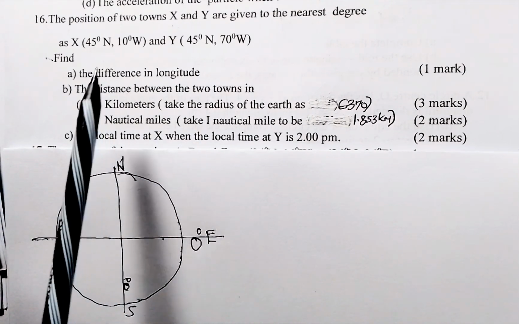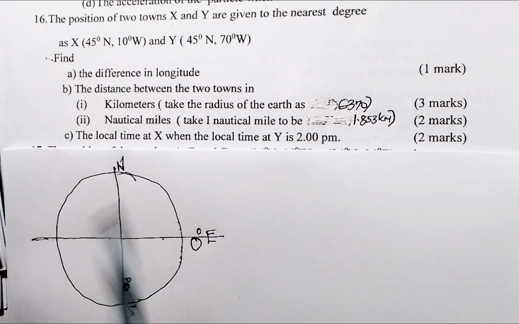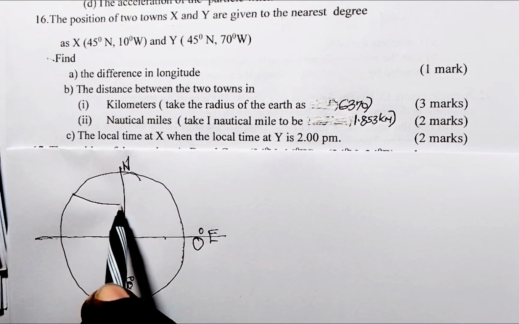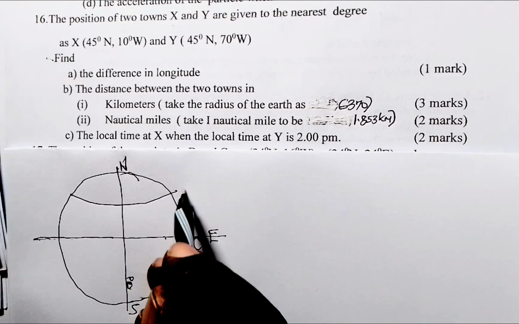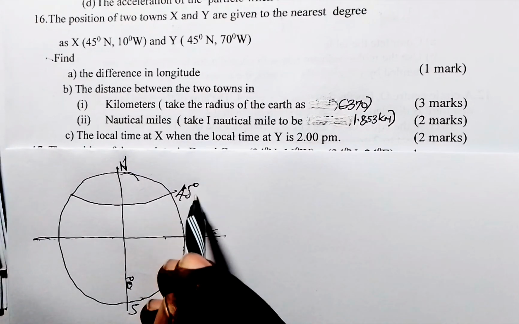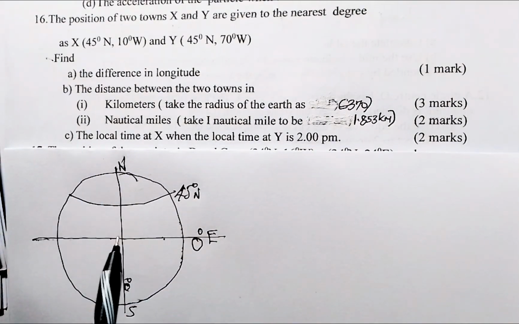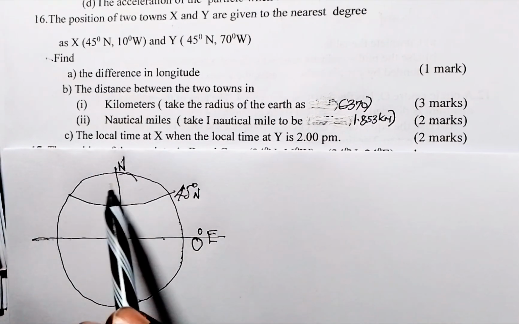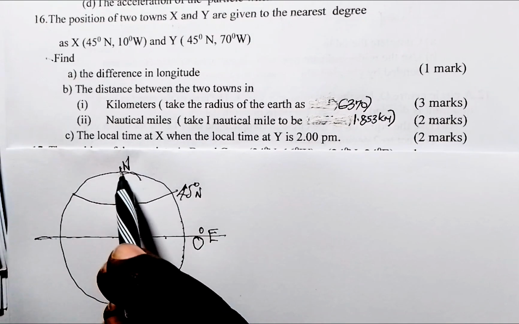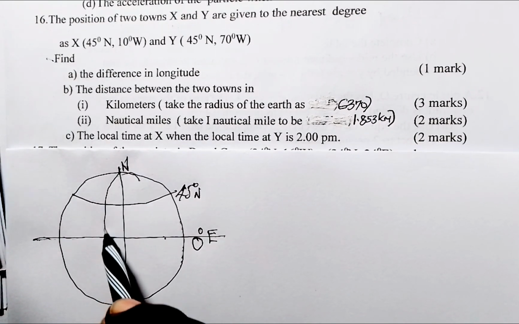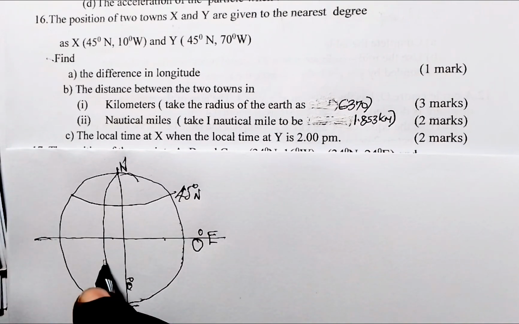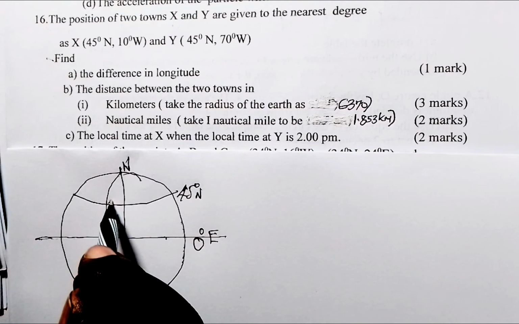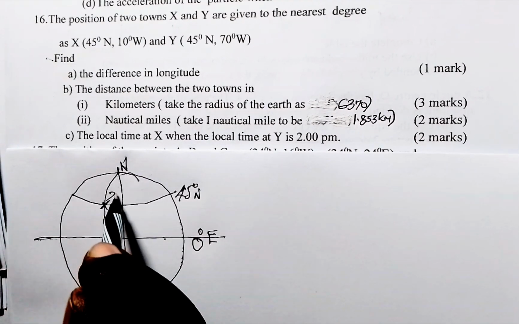Now hypothetically, where does X lie? We draw a hypothetical latitude and call this 45 degrees north, and then 10 degrees west. From 0, we draw another hypothetical longitude and call this 10 degrees west. So this is where X lies. That is our town X.